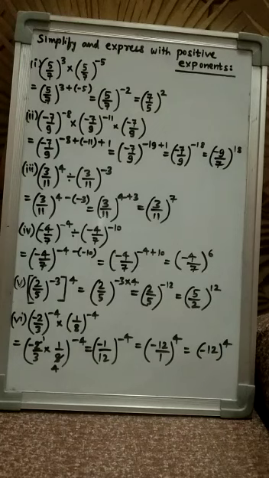So here the question is: simplify and express these given questions with positive exponents. The very first question is 5 by 7 raised to the power 3 multiplied by 5 by 7 raised to the power minus 5. You all can see that the base is same, 5 by 7, and the base is in multiplication.